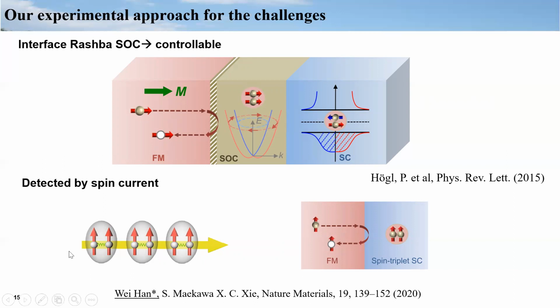The second one is related to the detection. In my view, the major difference between a spin singlet pair and a spin triplet pair is that the spin triplet pair can carry spin angular momentum. So we can use a spin-polarized current to probe the interface and measure the spin triplet Andreev reflection, if the superconductor is a spin triplet superconductor.